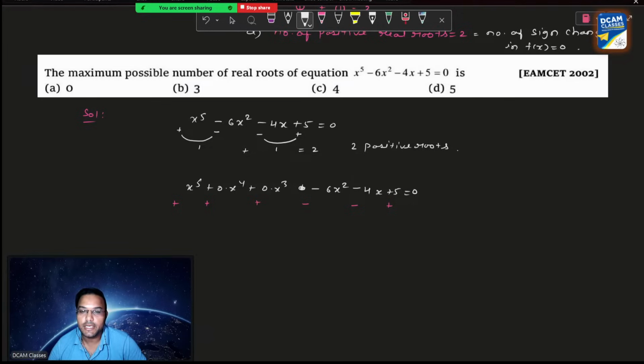No sign change, again one sign change, 1. No sign change, we won't count it. Again one sign change, 1 plus 1 is equal to 2. Whatever way you do, sign changes 2 times only, so 2 positive roots.